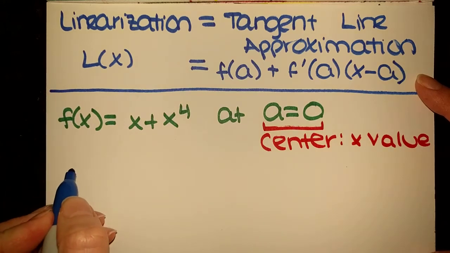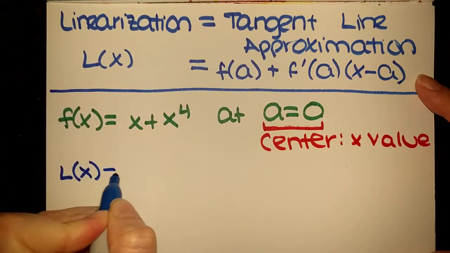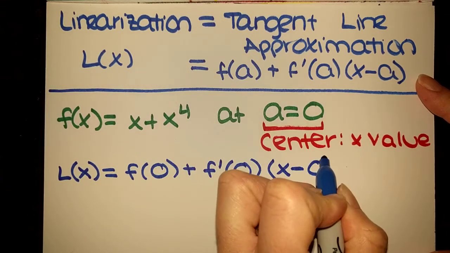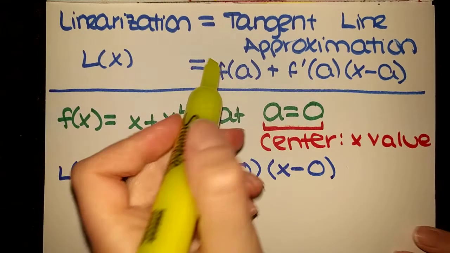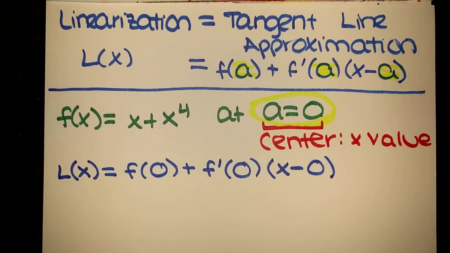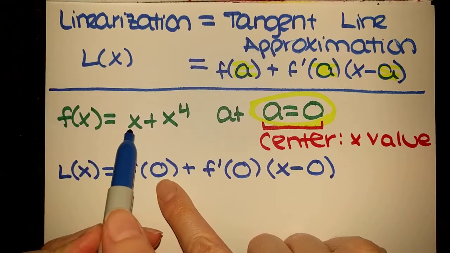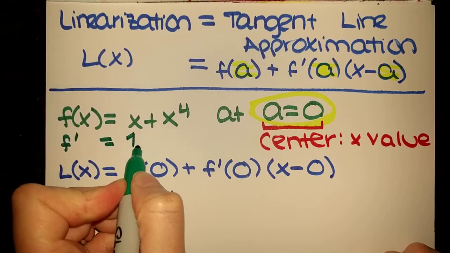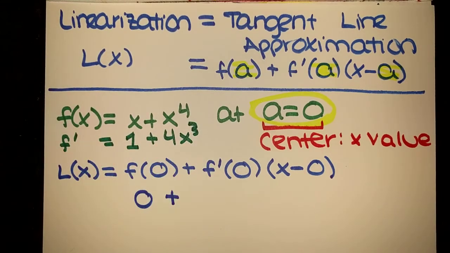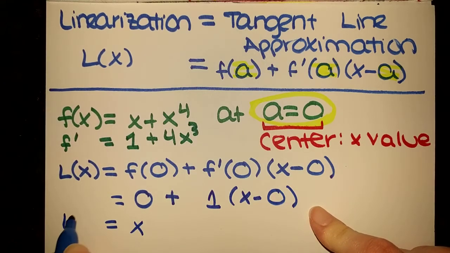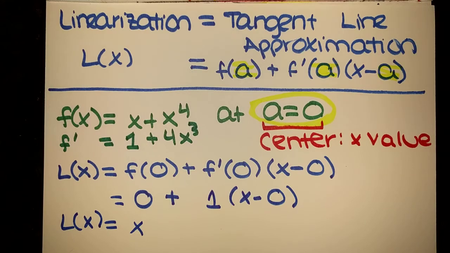So one way of going about it is you could say your linearization at x is going to be f of 0 plus f prime of 0 times x minus 0. So you could replace all of the a's in the linearization formula with the center, a equals 0, and then compute this. If you plug in f of 0, you're just going to get 0, plus our f prime, which is 1 plus 4x to the third. If I plug 0 into f prime of x, I will get 1, and then times x minus 0. And so that just gives us x. Okay, so that is one way of finding the linearization.